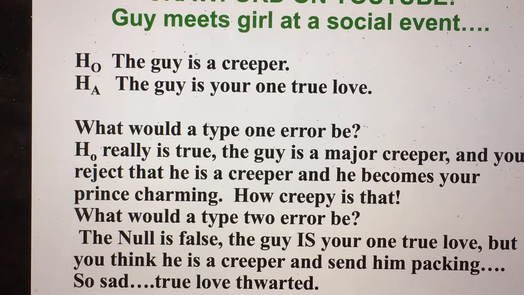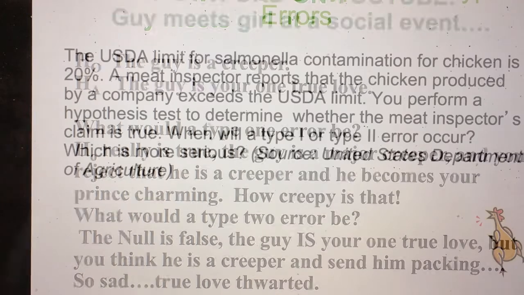Okay, what would be a type 2 error? All right, the null is false. The guy is your one true love, but you think he's a creeper and you send him packing. So sad, true love thwarted. So I thought that was just a cute example of a type 1 and a type 2 error.